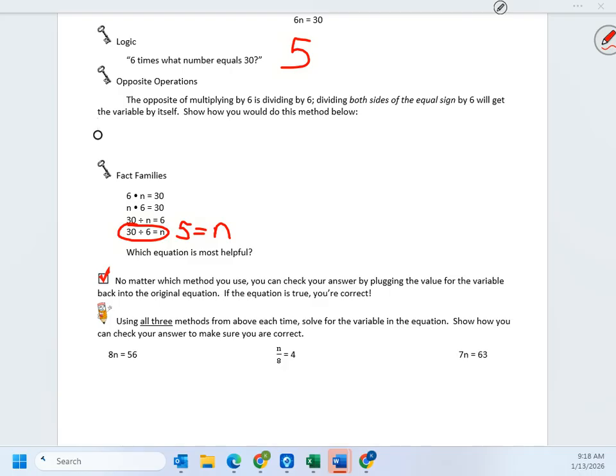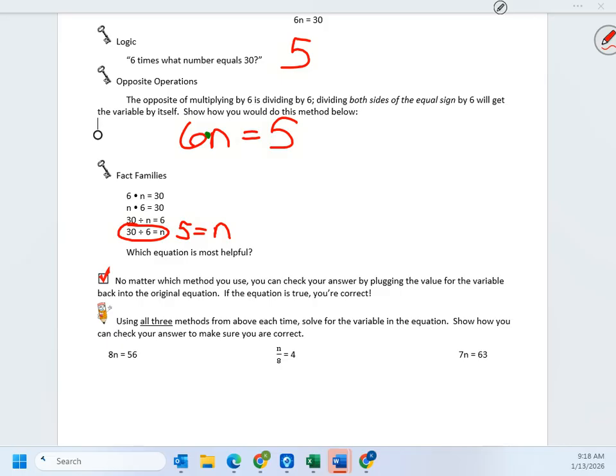Then we have that opposite operations. The opposite of multiplying, because here we have that 6n equals 30. We know invisible math, it's 6 times n. What's the opposite of multiplying? Michael? Dividing. So just like when we were adding or subtracting, doing the opposite, whatever you do to one side of the equal sign, you have to do to the other side.